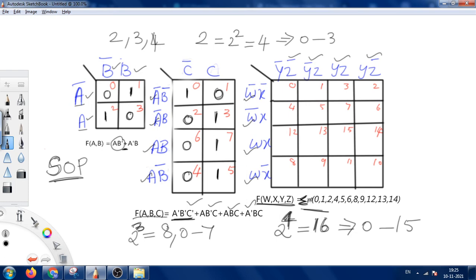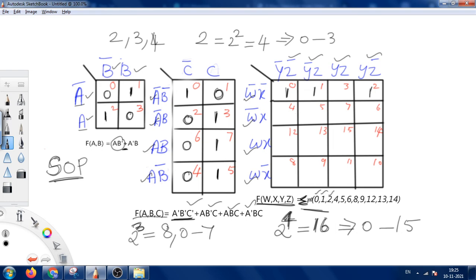What this equation or question implies is that min terms are present in positions 0, 1, 2, 4, 5, 6, 8, 9, 12, 13 and 14. Here the min terms are given to us in terms of numbers. That's why I asked you to first fill the numbers in all the cells. Now 0 is present, so put 1 over here. 1 is present, and 2 is present, put 1. So we have put 0, 1 and 2.